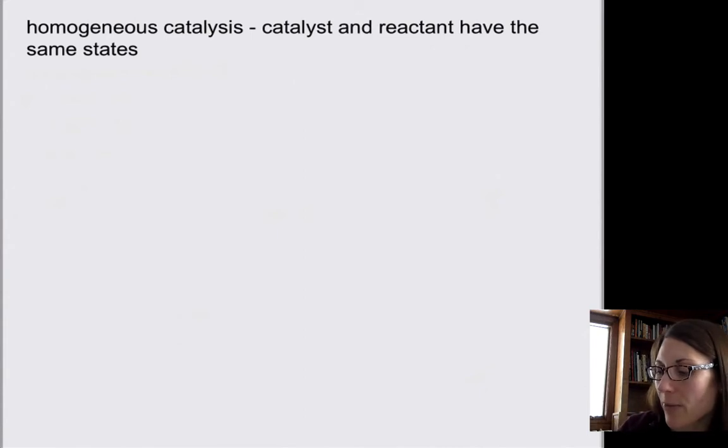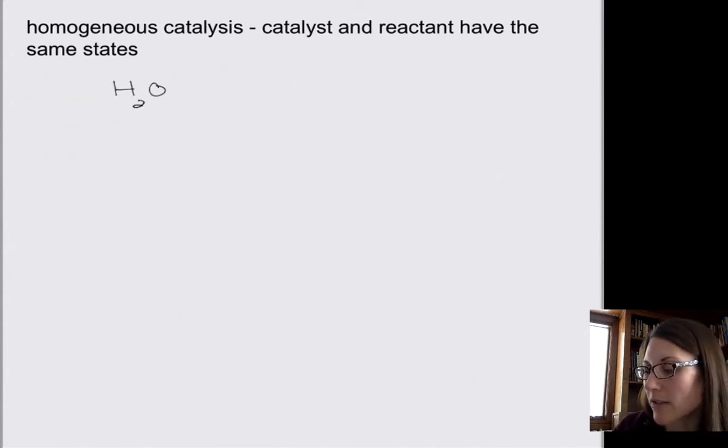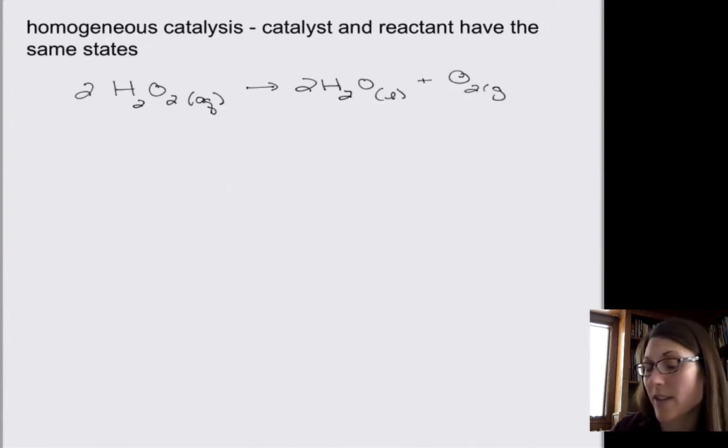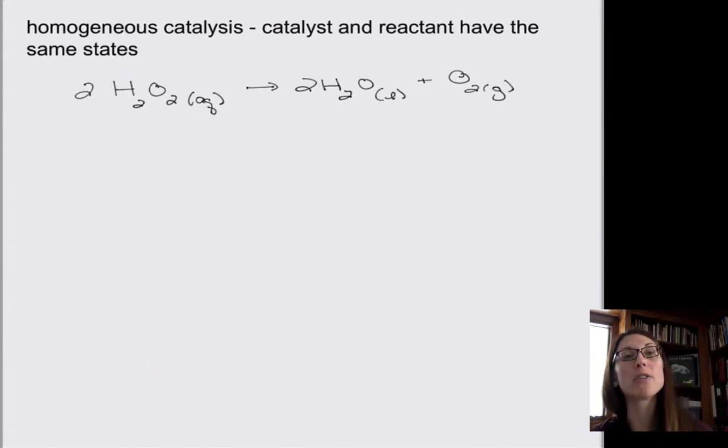So a solid example of this that we'll do in class is taking hydrogen peroxide, which is an aqueous solution, and this will decompose to form water and oxygen gas. And typically this process is quite slow. However, if you add a catalyst, one possible catalyst is an iodide ion, coming from aqueous potassium iodide, you're going to dramatically increase the rate of that reaction.